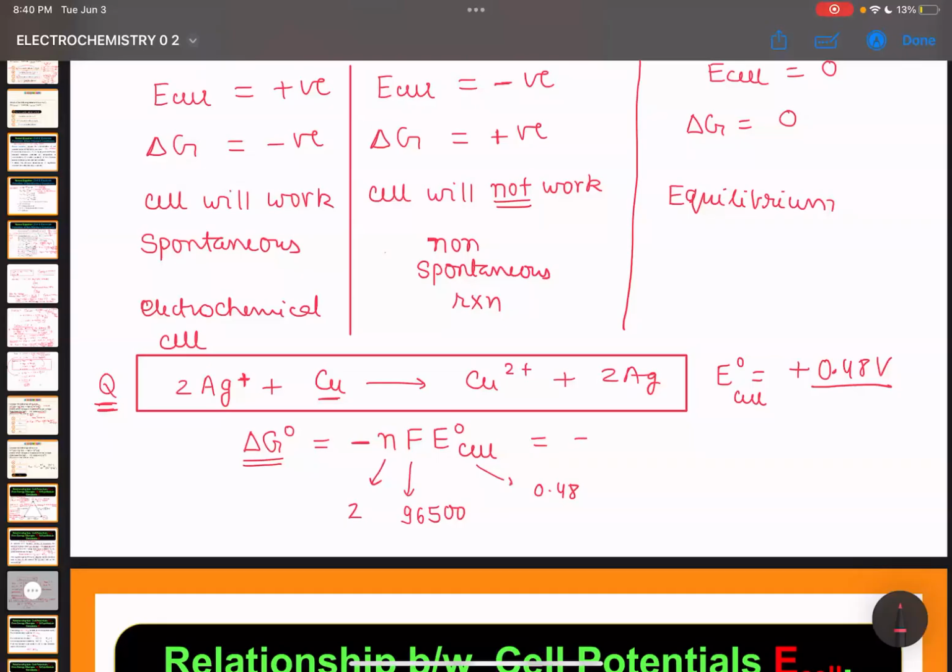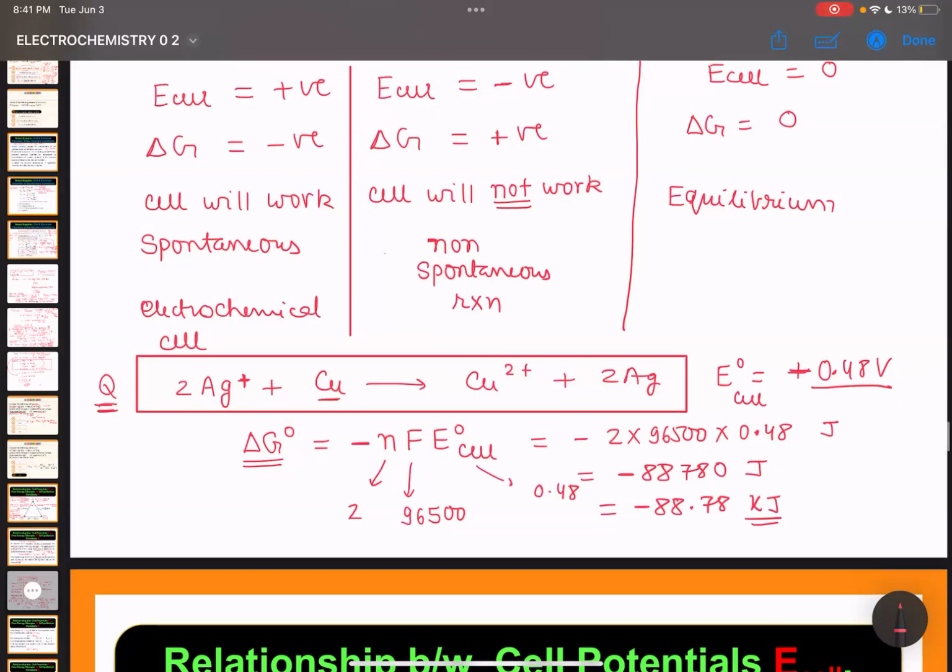So delta G naught is minus twice of 96500 into 0.48. Got it? This is joule, right? And suppose this value is coming out to be around minus 88780 joules. Normally, don't forget to mention it in kilojoule. 88.78, or 89 if I round it off, kilojoule per mole of reaction. Is it clear?